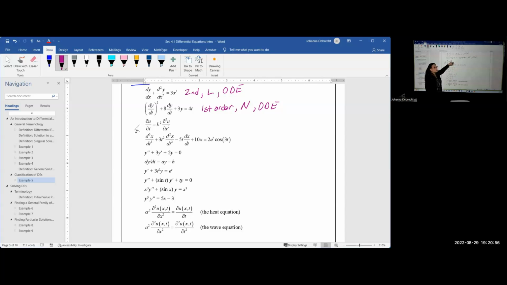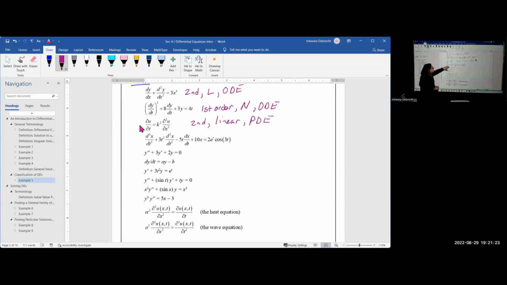This is the second partial derivative. So it's second order. So we do have second order. It is, in fact, linear. Our function here is u, and u is not multiplied by its first or second derivative. So it is considered linear, and it is a partial differential equation, or a PDE, right?